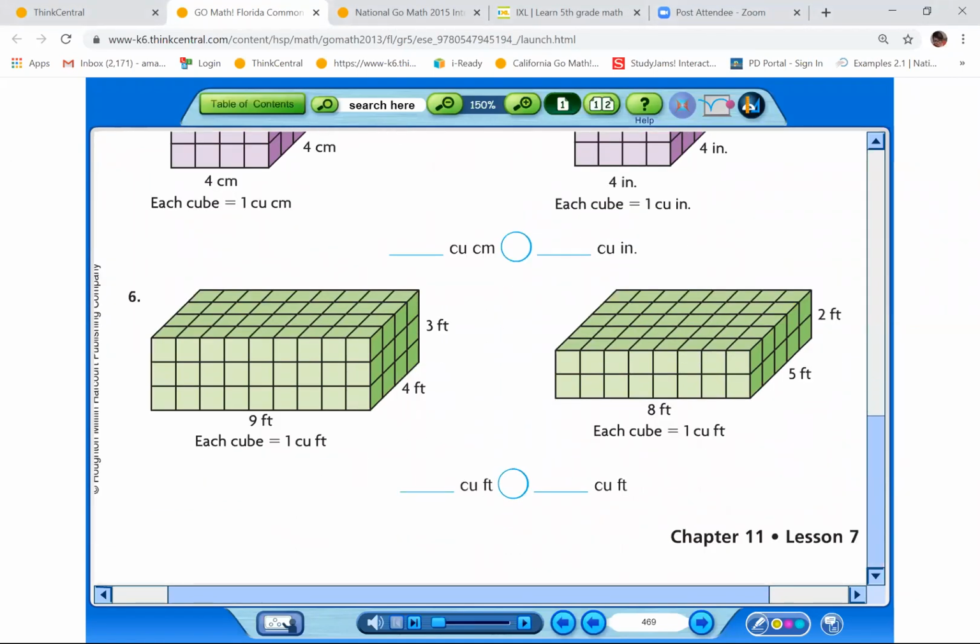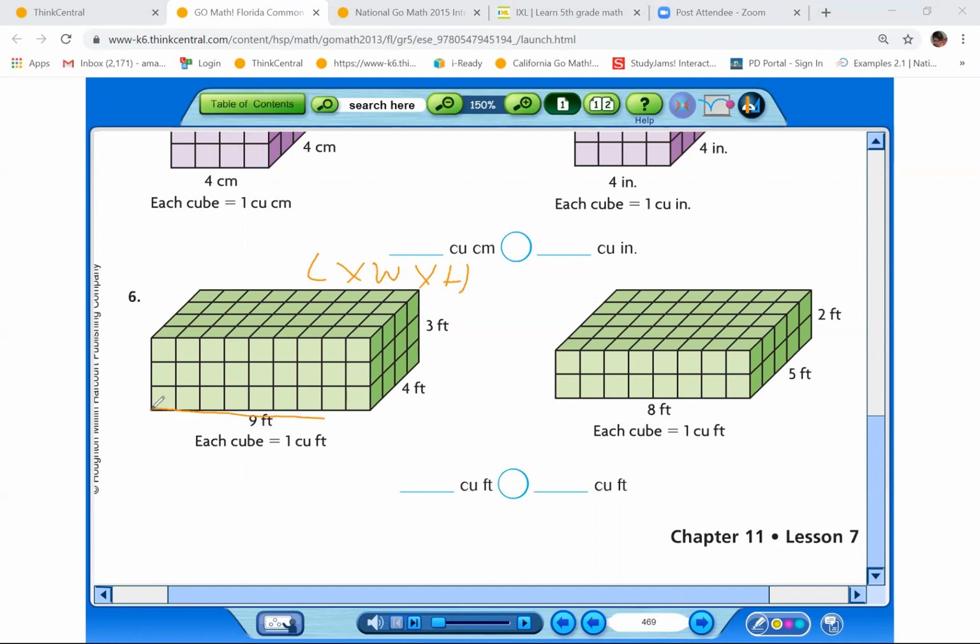I'm gonna go down. There we go. Okay. Let's try 2 more. Each cube is 1 cubic feet. And let's see, are the numbers the same like before? Oh no, they made it challenging. They're different. Okay, so I've got length times width times height.